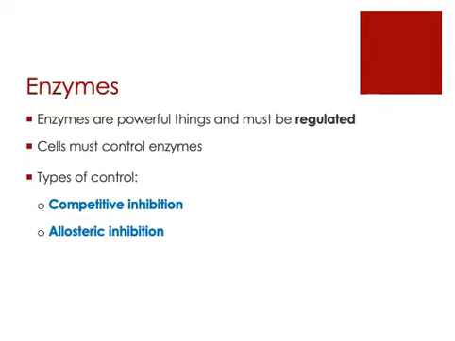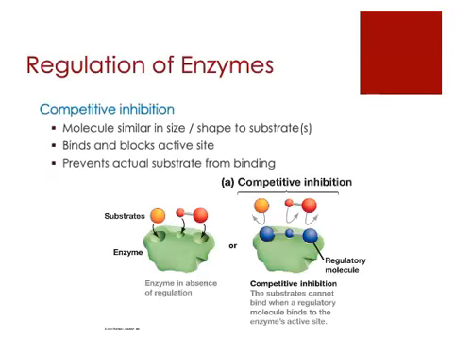Now, there are two broad types of control I want us to be familiar with. One of them is called competitive inhibition, and the other is called allosteric inhibition. Let's look at competitive inhibition first.